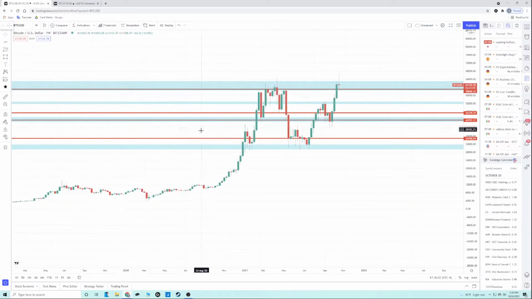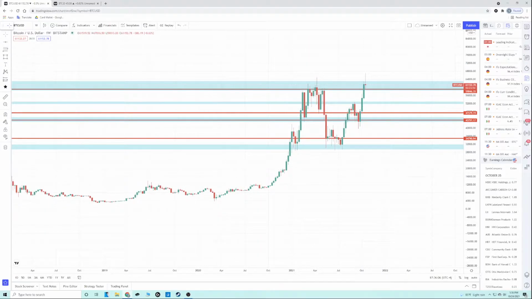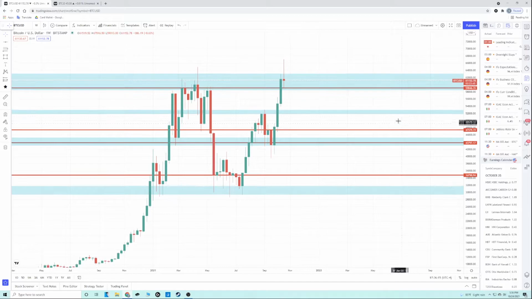The more you mark up charts, the more you'll see these zones and how price reacts to them, and you can come up with better conclusions by just marking up a chart like this with just lines. You don't have to do any indicators, anything like that. It's just how I do it.